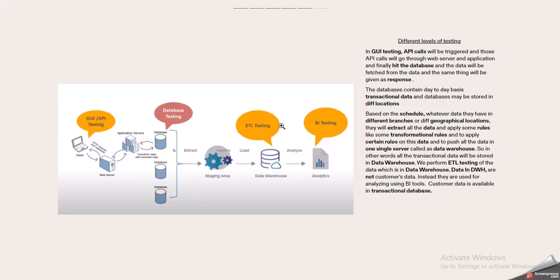There are different ways of doing that. So this is the picture, and that is what is written here. In GUI testing, API calls will be triggered, and those API calls will hit the web server, and finally hit the database, and the same thing that I've told you. Data will be extracted here in the staging area, then it will go to this warehouse where we will be checking using this ETL testing, and then we will be analyzing in BI. So these are the four levels of testing.